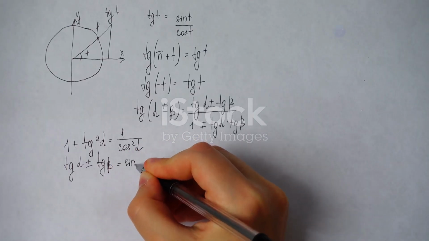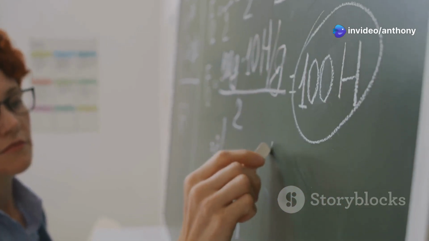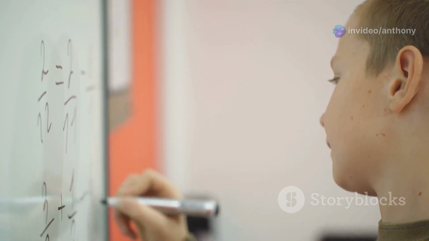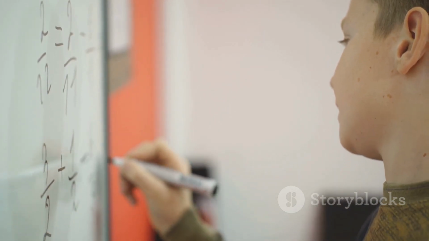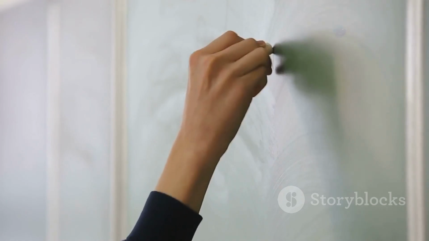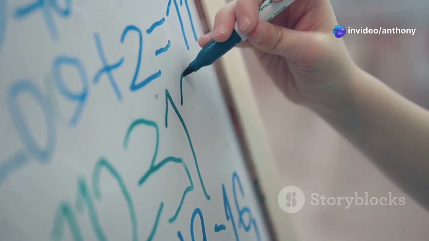Chapter 10. Putting it all together. Our final problem combines addition and subtraction. 1/2 plus 1/4 minus 1/8. First, we find our common denominator, which is 8. We convert our fractions. 1/2 becomes 4/8 and 1/4 becomes 2/8. Now our problem is 4/8 plus 2/8 minus 1/8.